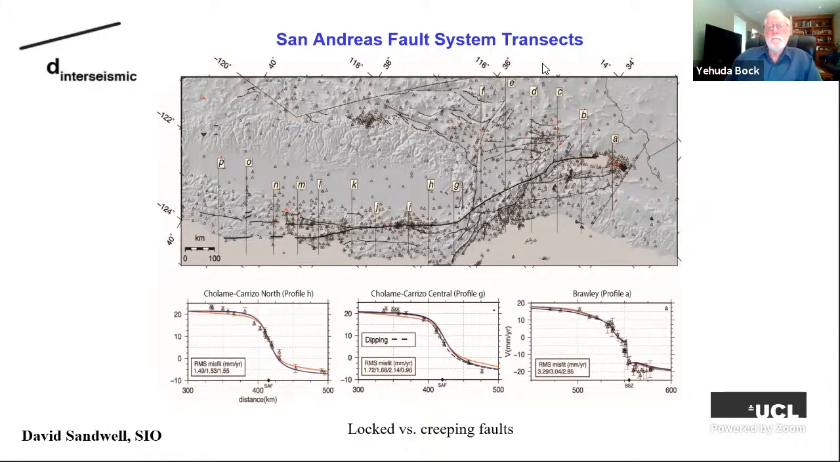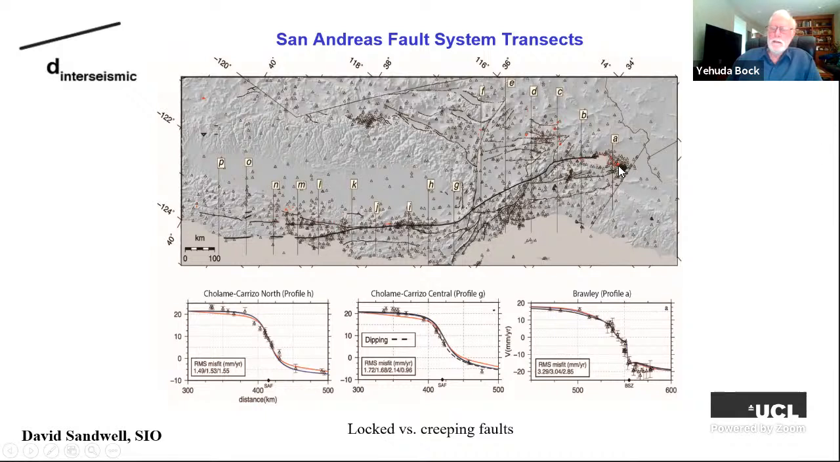If you look at what we call transects across the San Andreas Fault, and remember before I showed you on the slide, you had this arctangent function as you go across the fault. So these transects go across the fault in different locations along the San Andreas Fault. And these over here, the profile H and G, this one is locked, right? Because you have this arctangent type function. So we know that the fault is locked in this area.